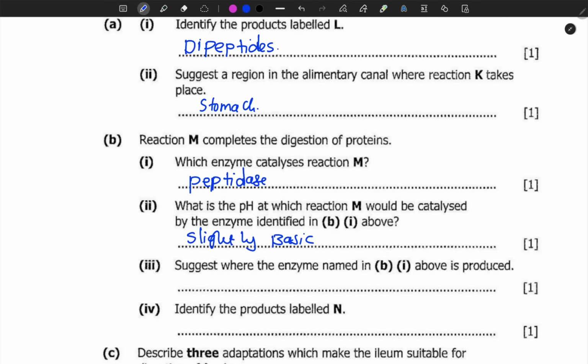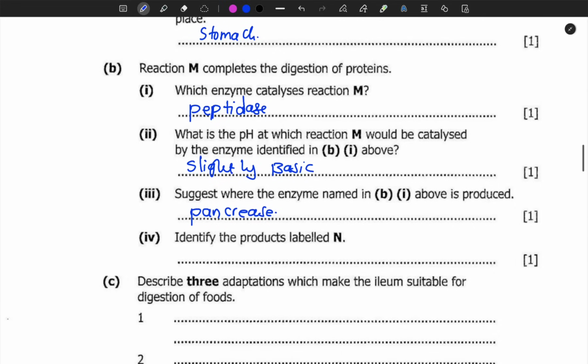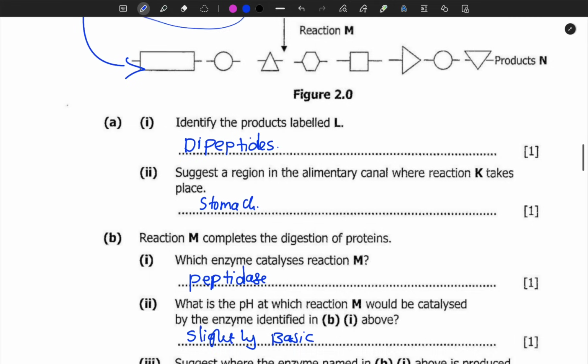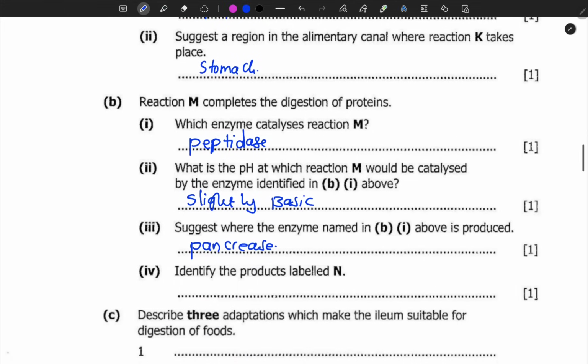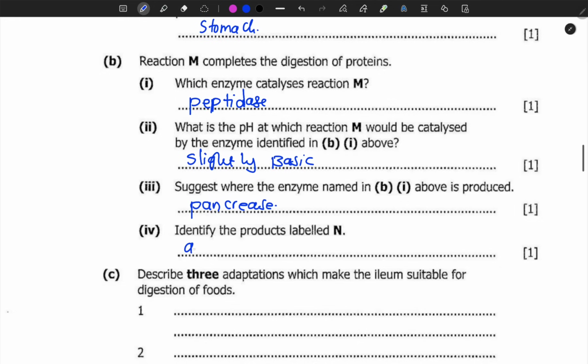Then suggest where the enzyme named in B1 above is produced. So peptidase may be produced by the pancreas. Remember, the pancreas produces the pancreatic juice that contains enzymes that complete the digestion. Identify the products labeled N. So N, these are now the end products, the final products that we are getting, which are the amino acids.